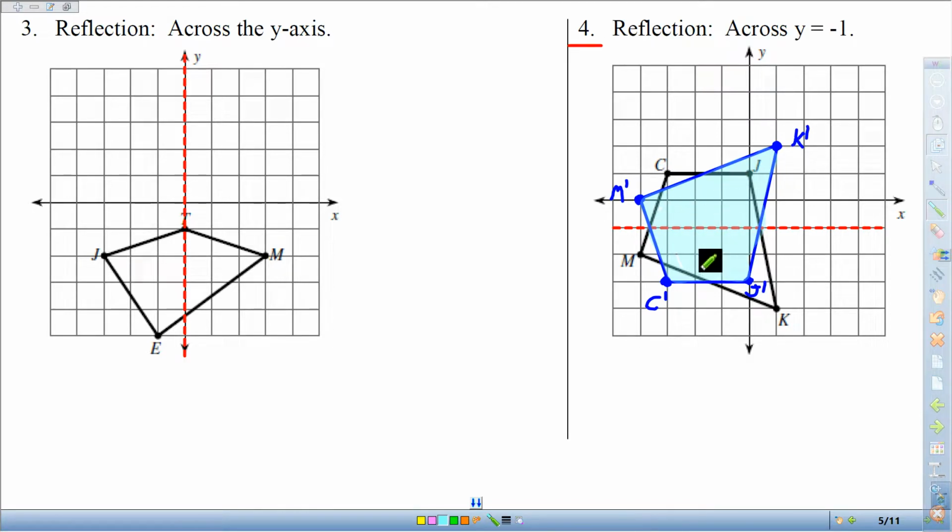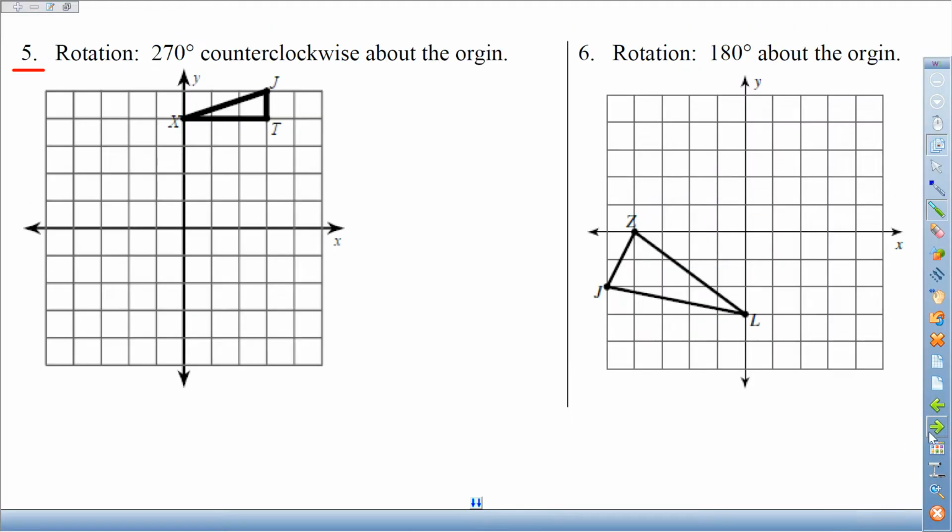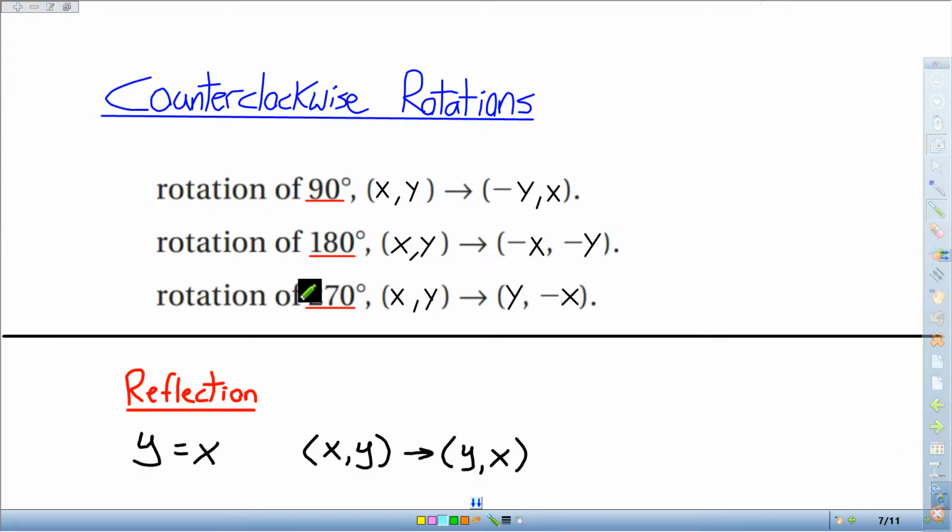All right, so there's a translation, there's a reflection. The next couple problems get into rotations. I want to take a look at number 5 that's asking us to do a 270. Here's a quick reminder. Here are our rotation rules. For now, you can ignore this reflection right here.